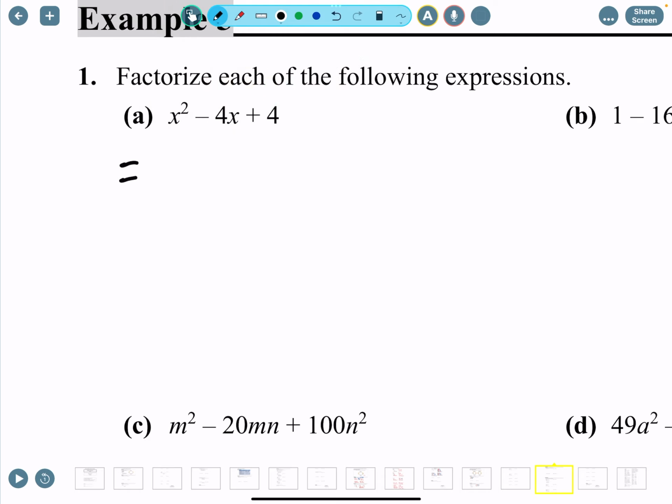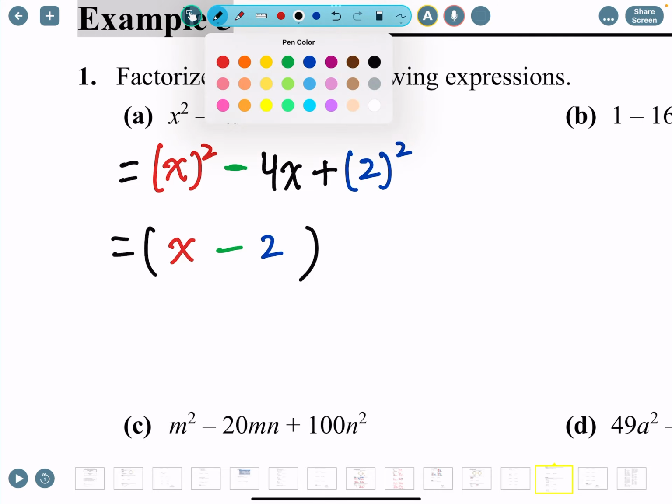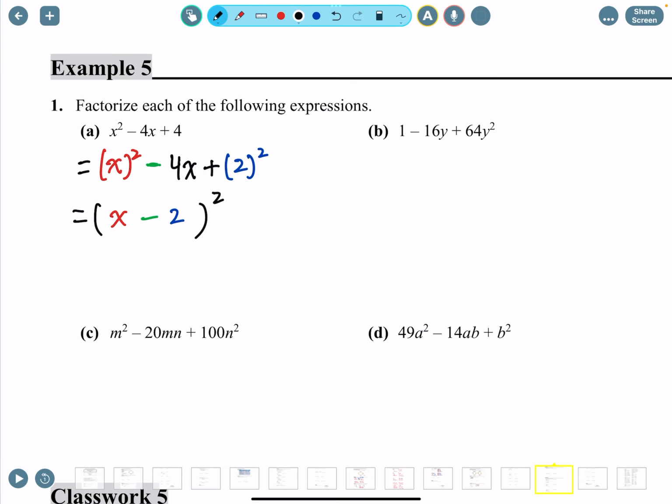Different example, same procedure, x squared. This time we have a minus in the middle. So this is going to tell us we have to do something differently. 4 will change into 2 squared. So we're going to have a bracket, x minus 2 with a square on the top right. And that's it. That's how you factorize it.